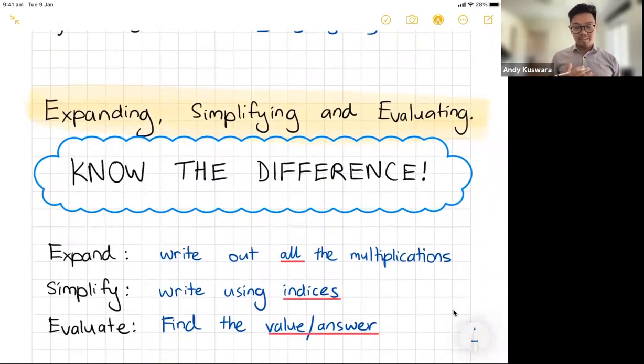When they say expand, it means to write out all the multiplications. I'll show you an example of it later, but when they say expand, they want you to write everything out. Simplify, when they ask you to simplify something, generally they're saying to write it using indices, so we're going to use the actual something to the power of something. And evaluate, the last one, means that we want to find the actual value, or find the answer. Now we've done all of this in the example above, but let me break it down so you can see what each one means.